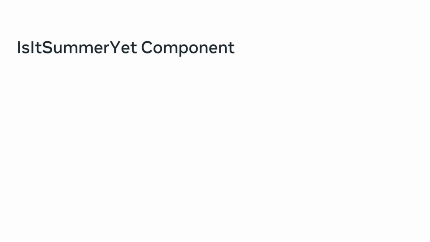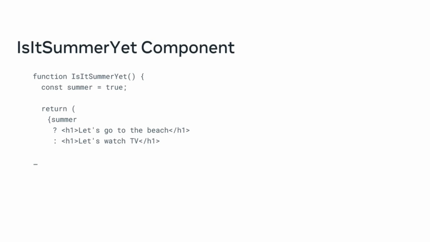While using the ternary operator is a common pattern that you'll see in React code, if you are new to React, it may be difficult to understand what's happening. So let's refer to a simpler version that uses Boolean values. In this example component, is it summer yet? The variable summer is set to a value of true.